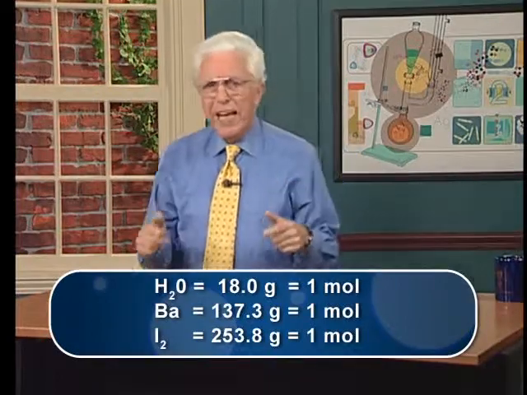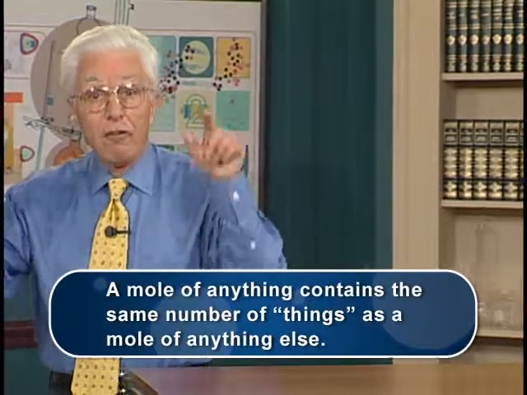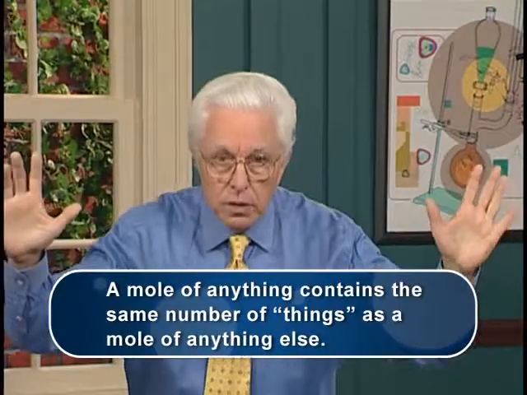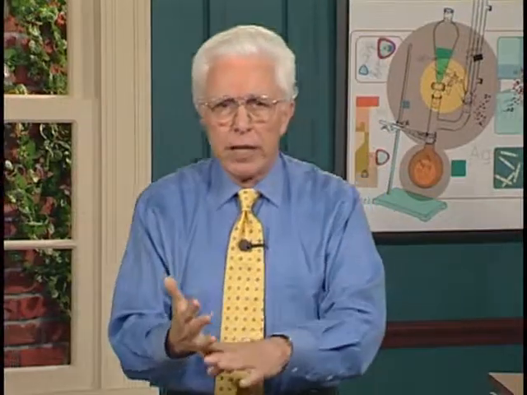So I come right back to the key idea of this lecture. A mole of anything contains the same number of things as a mole of anything else. And I say things because these might be atoms, as for barium, or molecules, as for iodine and water, or formula units, for something like sodium chloride or barium iodide. Well, the obvious question to ask now would be, how many particles is that? We'll get to that a little later.